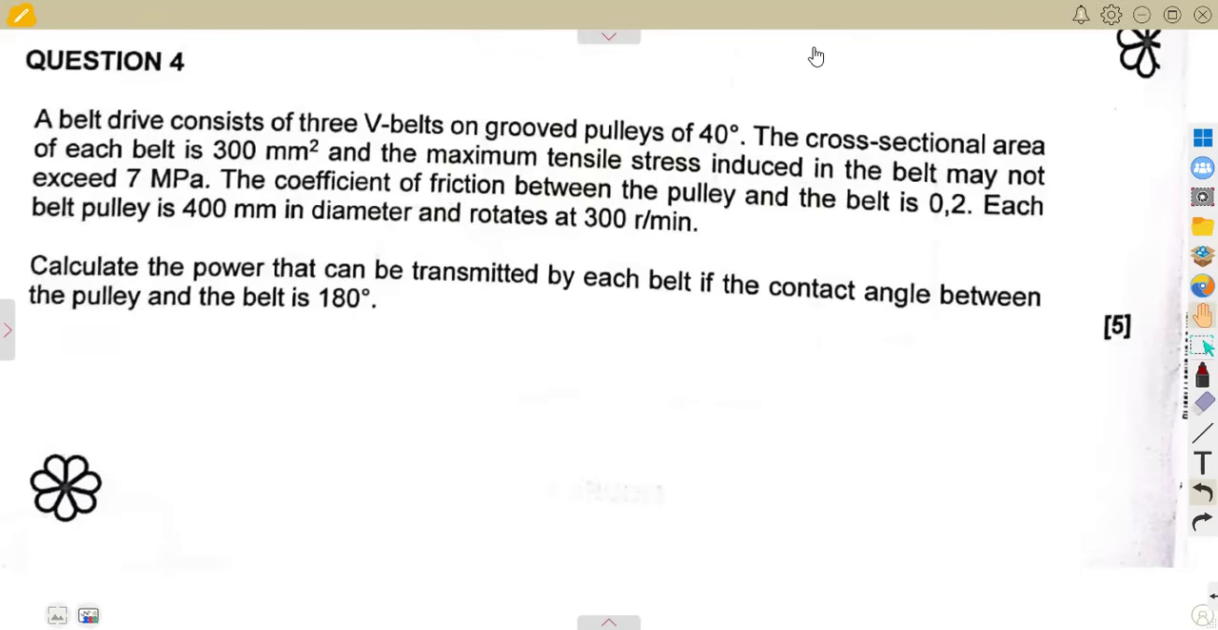All right, so that's it, guys. We have to work more question papers. Actually, we're going to consider question number 4. So number 4, it was a belt drive that we are supposed to consider there.